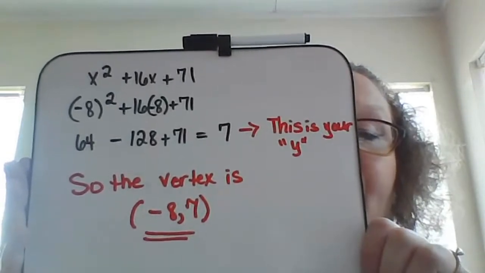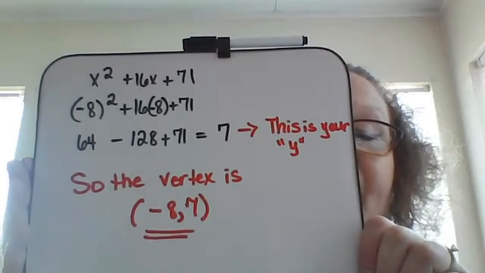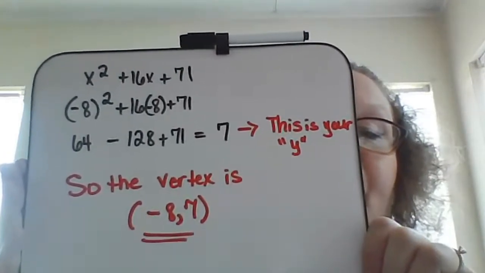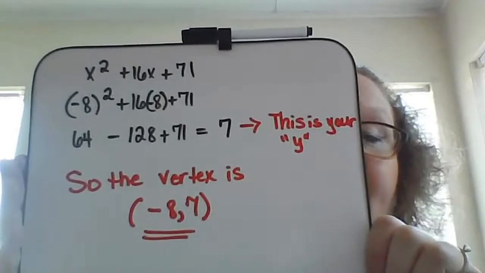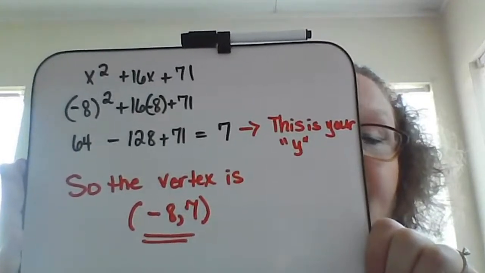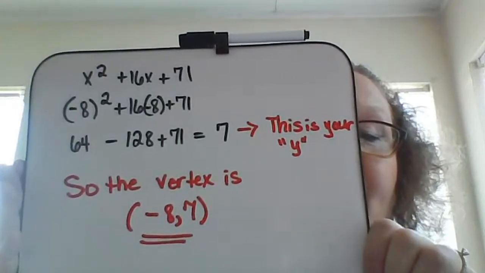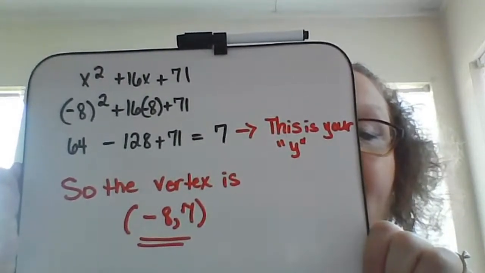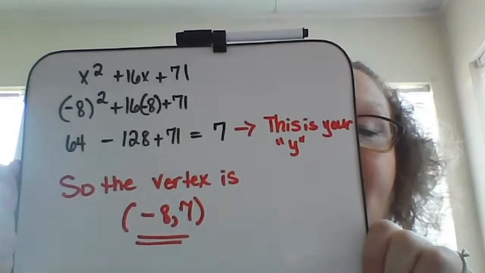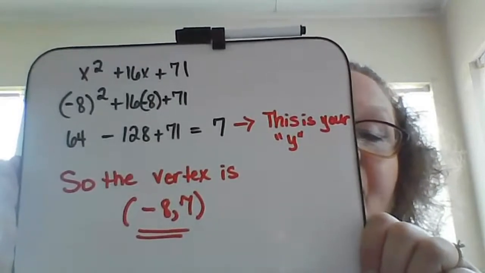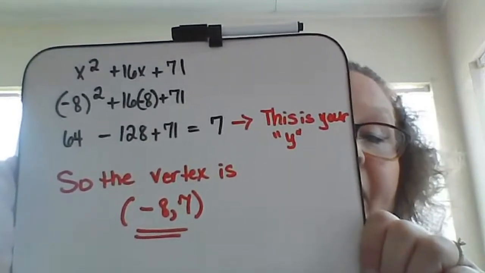Once again, I put the parentheses around it because it is a negative number, plus 16 times negative 8 plus 71. Well, negative 8 squared, a negative times a negative, we know is a positive 64. The reason I have minus 128 is because you have 16 times negative 8, which gives us a negative, so it's minus 128 plus 71. When you work all that out, it gives you 7. And that is our y value.